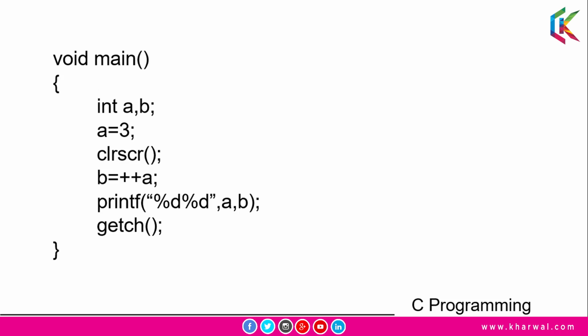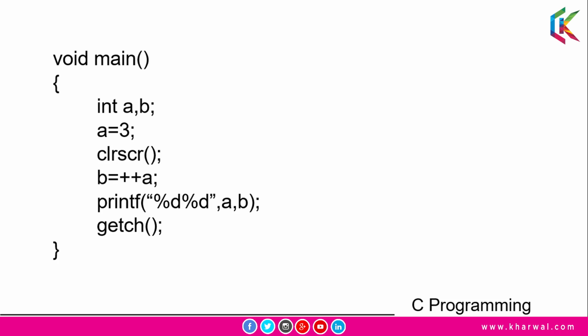Now guys, in this program we have declared two integer variables a and b, and we have initialized a by 3, and now in this statement we are using the pre-increment operator. So obviously first it will increment the value of a by 1, so the value of a will be 4 now, and then the incremented value of a, that is 4, will be assigned to b. And now if we print the value of a and b, that will give you 4 and 4. So I hope it is clear to you guys.